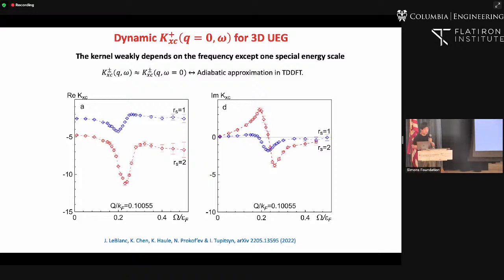Okay, so overall, there is a more or less constant background, but in addition to this constant background, there is an additional feature. The physical consequence of this feature is not quite clear for now, and it requires further investigation.